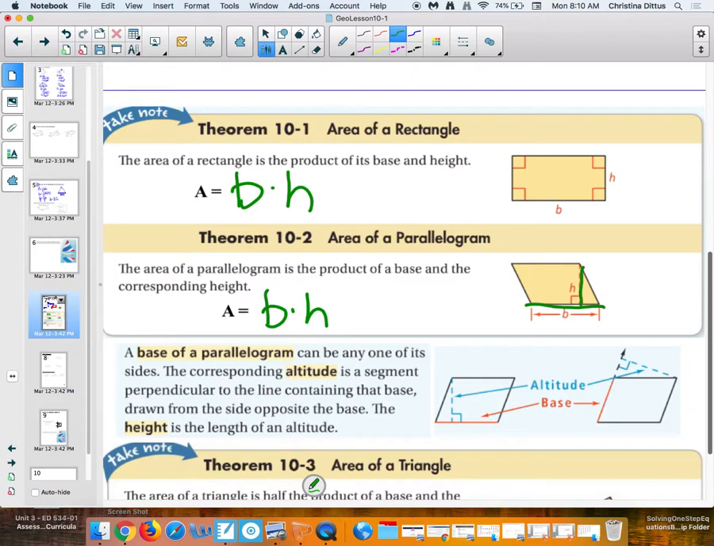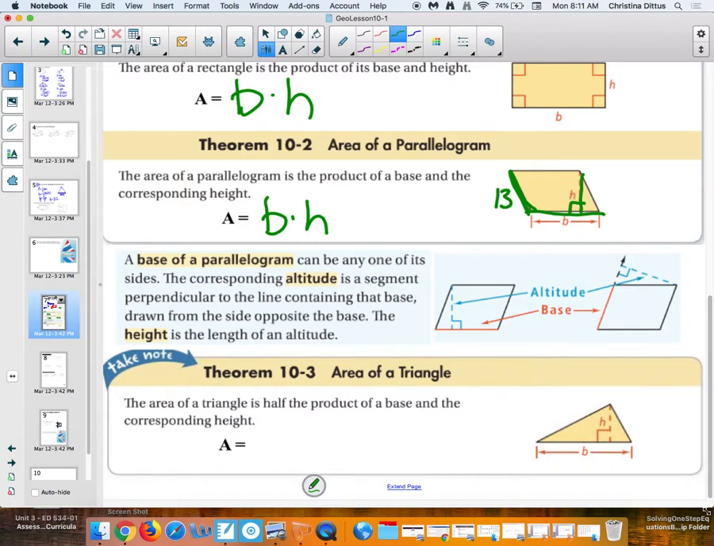Your base a lot of times is our long side. Sometimes they flip this upside down and your base is actually one of these sides. But our height is always perpendicular to our base. So to find your height, you always have to have this right angle. So if you were given that this slanted side is 13, that's not your height. Your height has to have a right angle with it. Does that make sense?